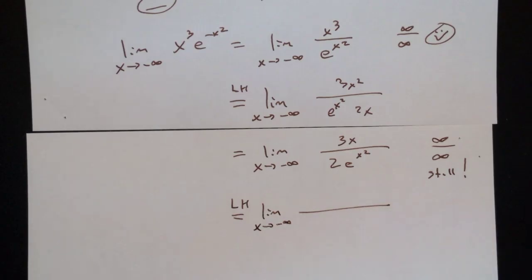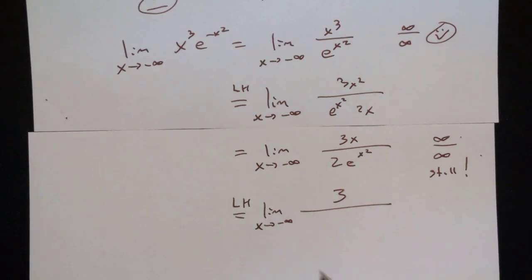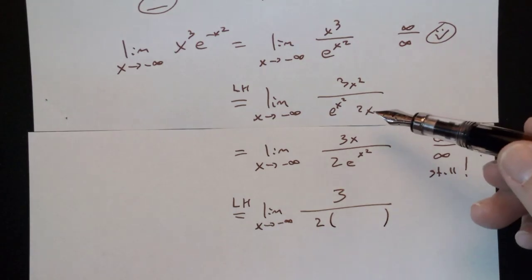Fortunately for me, this is where it ends. Because the derivative of 3x is 3. That's not infinity. That's not minus infinity. That's not zero. I'm pretty sure I'm not going to get an indeterminate form again. What do I get on the bottom? Oh, I do the derivative of e to the x squared, which is what we did right here, isn't it?